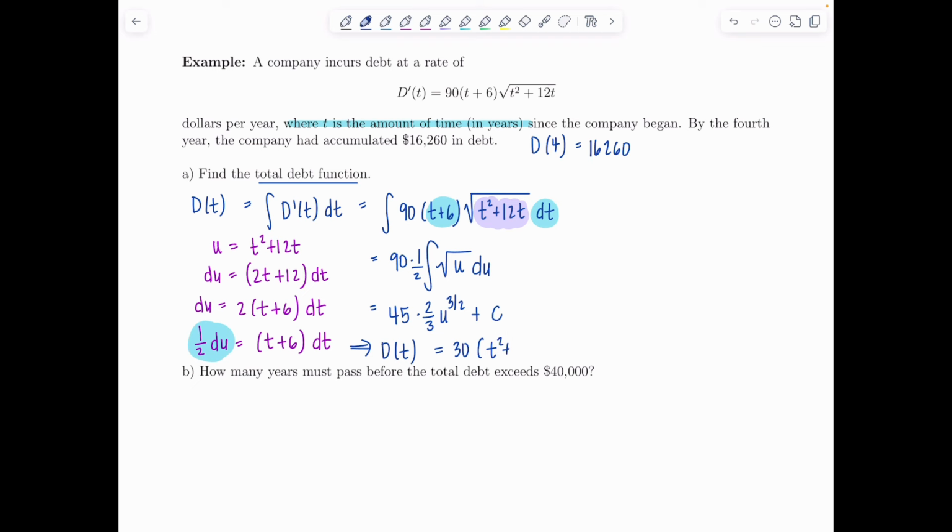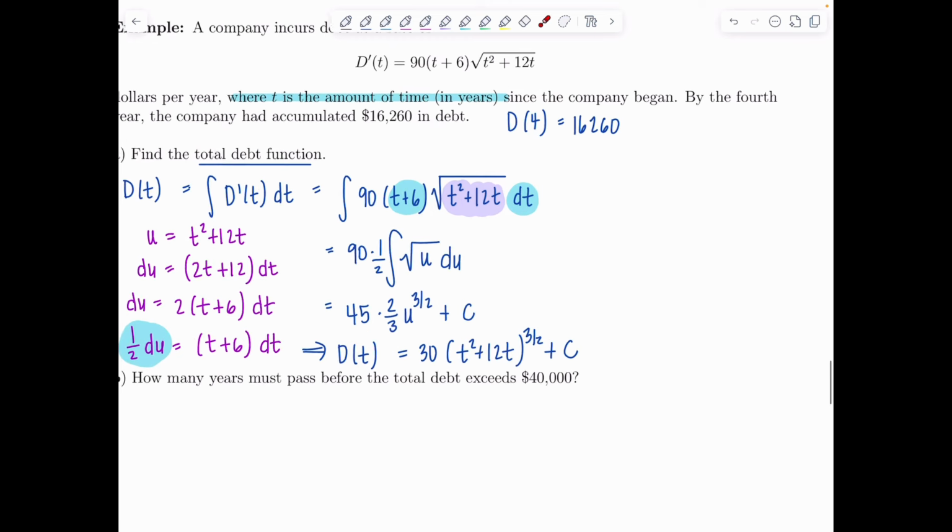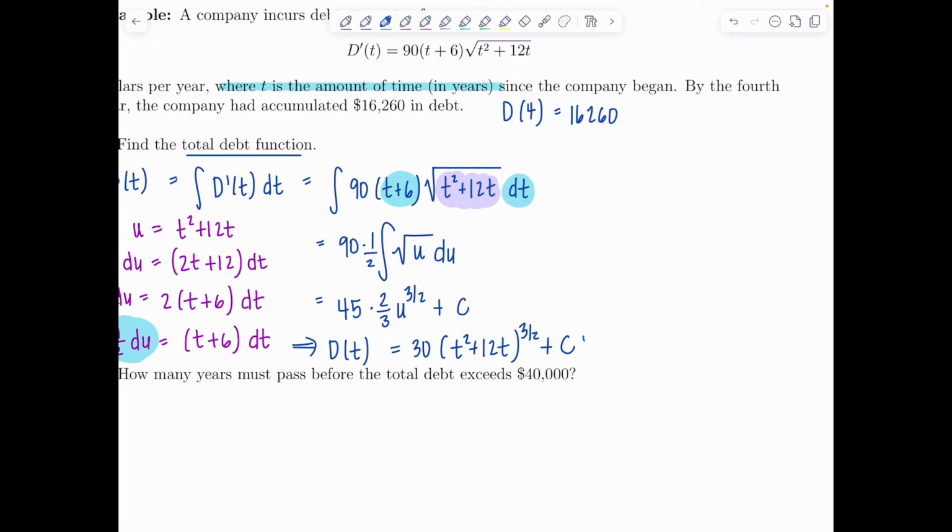T squared plus 12t to the 3/2 plus c. This is what I have so far. But then remember they told me d of 4 is 16,260. That's so I could go ahead and find c. So let's do that over here.